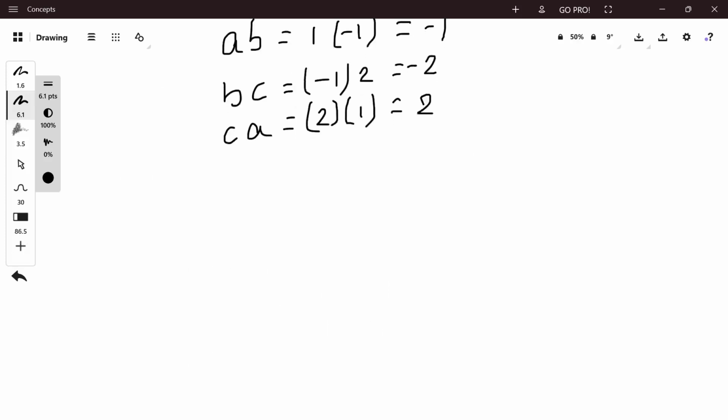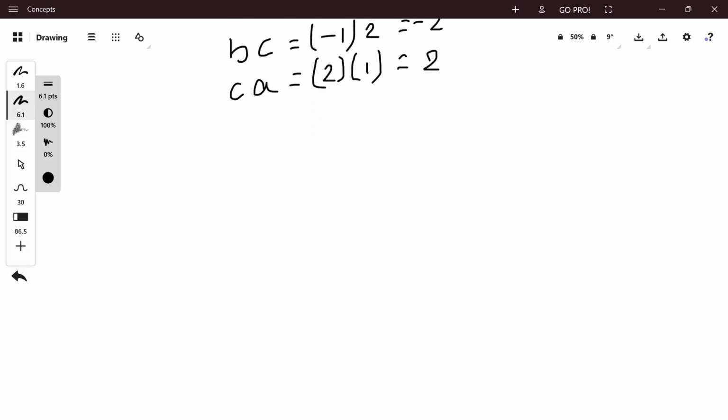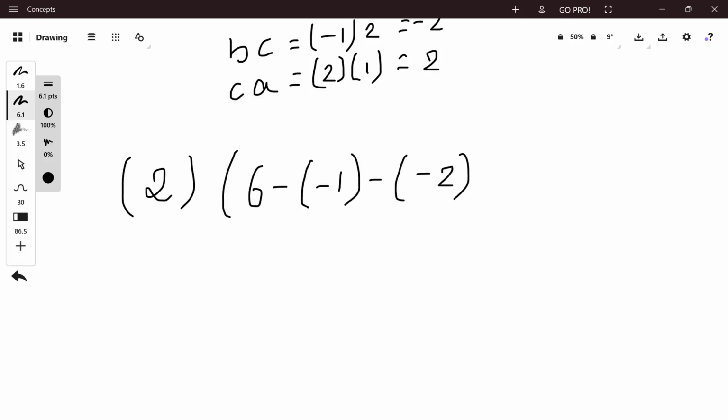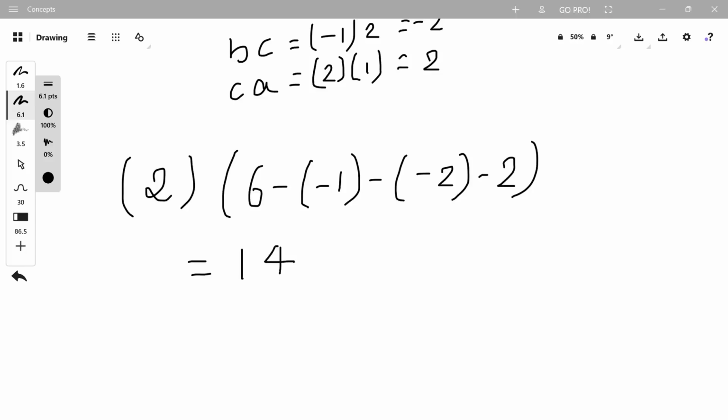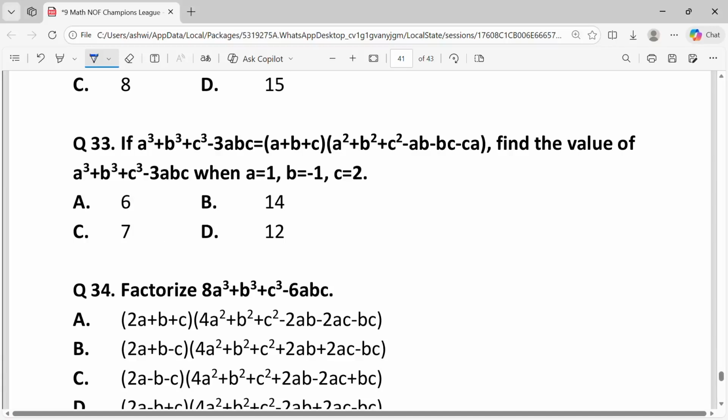Now substituting these intermediate results back into the full expression, we have 2 into 6 minus minus 1 minus minus 2 minus 2, that is equal to 14. Comparing with the given options, the answer is B, 14.